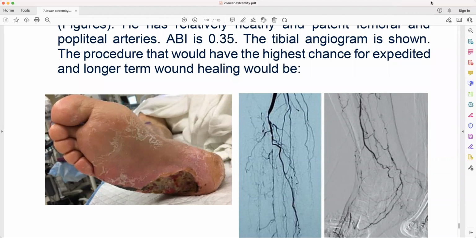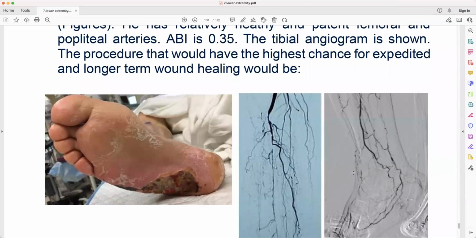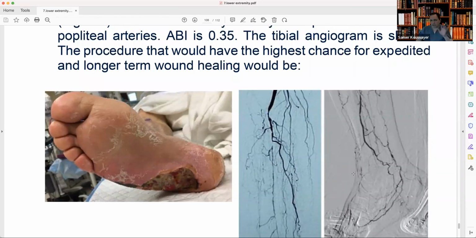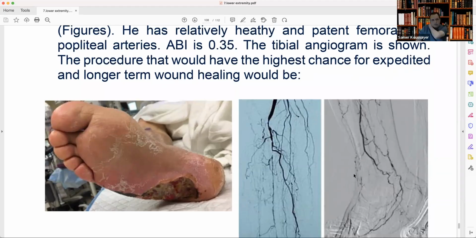And the bypass will be from popliteal to posterior tibial, like here. See, posterior tibial gets peroneal, popliteal to posterior tibial, okay? So you have to look at the question carefully and see what they're asking you here. What is the highest chance of expected long-term wound healing? Of course, nobody can argue about bypass.